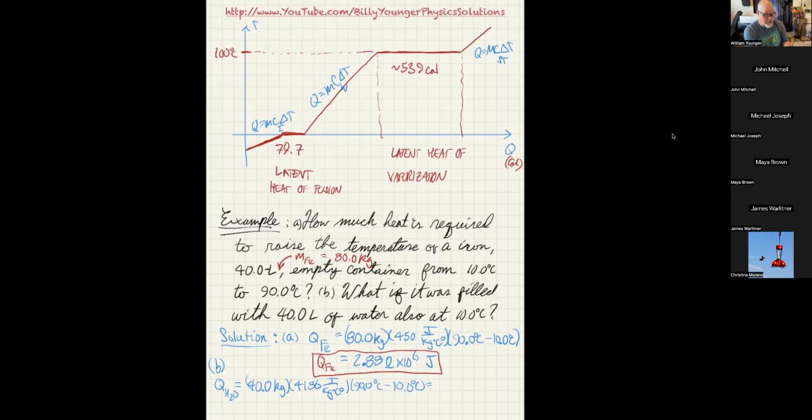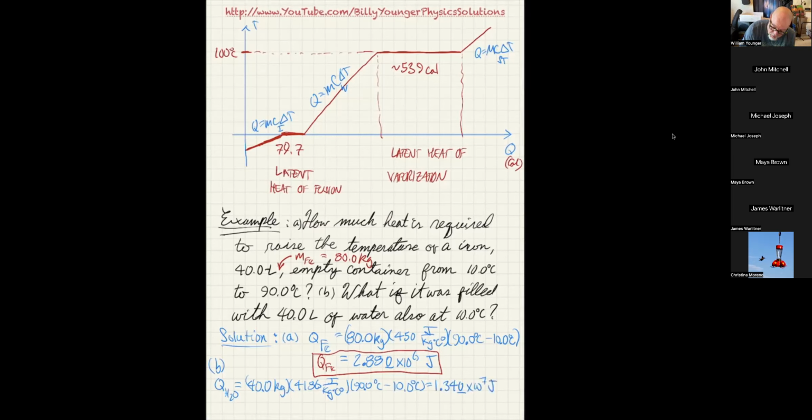This is going to give me a monstrous number, way bigger than that other one. So in this case, I'm going to say 40 times 4186 times 80. And that's big. I'm going to say 1.340, that's giving one extra sig fig, 1.340 times 10 to the 7th joules.